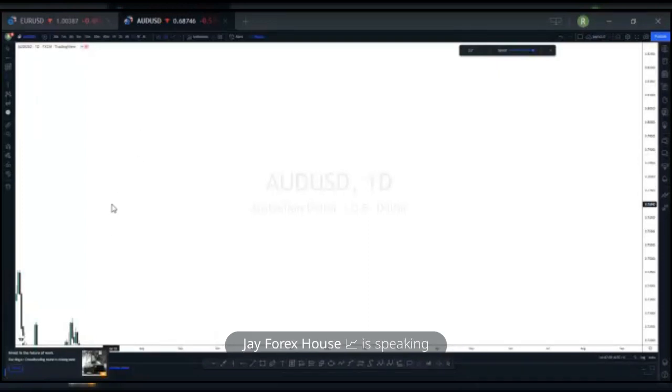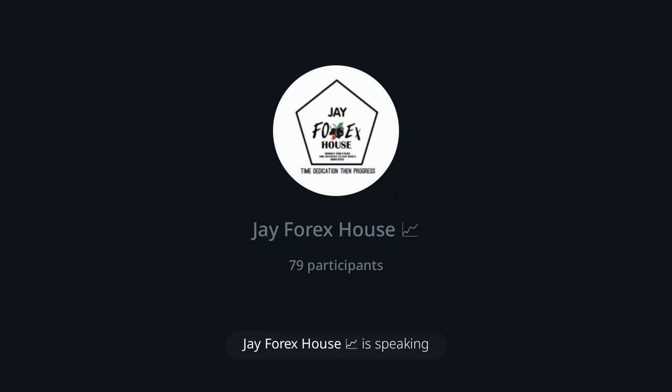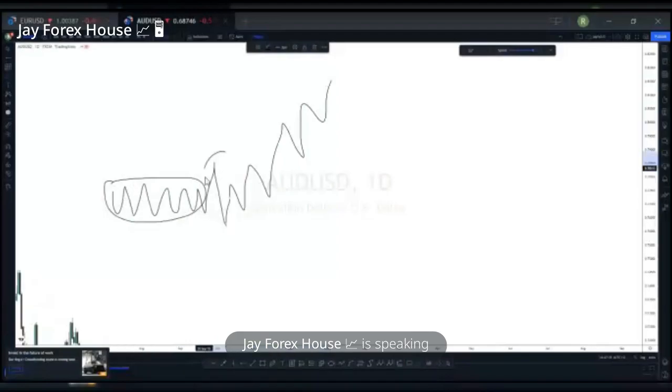We understand that the Asian section is an accumulation stage. The London section is the manipulation, where you see the Judas swing, the fake direction, which takes out the Asian high, the Asian low, and stuff like that. The New York section is a distribution phase, where price moves in the original direction it wants to move in. So this is the Asian section, London section, and New York section.